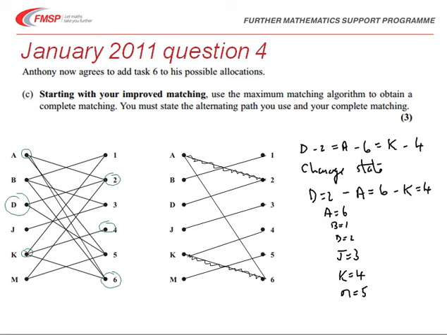Again, there are different ways of doing that. So it's not a unique solution in this case. The marking for this was, again, an M1A1 for the alternating path and a final A mark for the complete matching at the end. And that's the solution to that question.